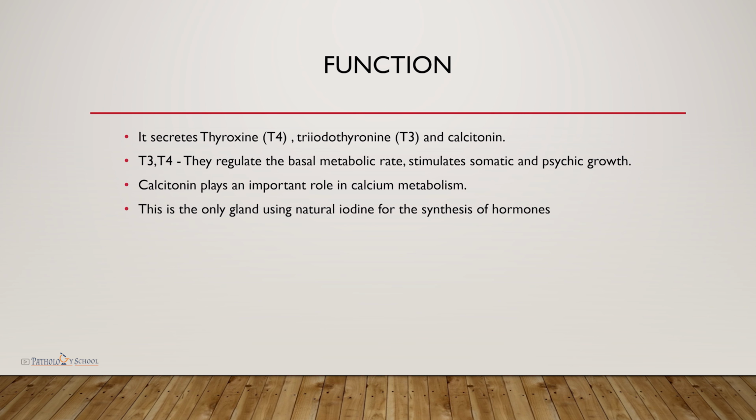It secretes thyroxine, which is T4, triiodothyronine, which is T3, and calcitonin. Thyroxine and triiodothyronine regulate the basal metabolic rate and stimulate somatic and psychic growth, while calcitonin plays an important role in calcium metabolism. This is the only gland which uses natural iodine for the synthesis of its hormones.